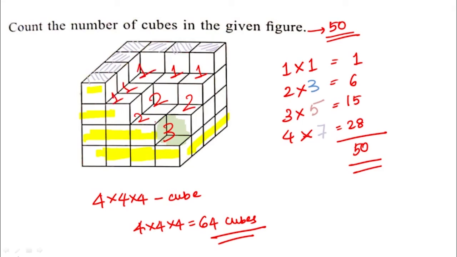So totally how many cubes have been removed? From the 64 cubes we have removed 2 plus 2 plus 2, that is 6, 6 plus 3, 9, 10, 11, 12, 13, 14 cubes we have removed. So out of the 64 cubes, 14 cubes are removed, or there are only 50 cubes now. This is the alternate way of solving the question. Whichever of these methods is easier for you, follow that.